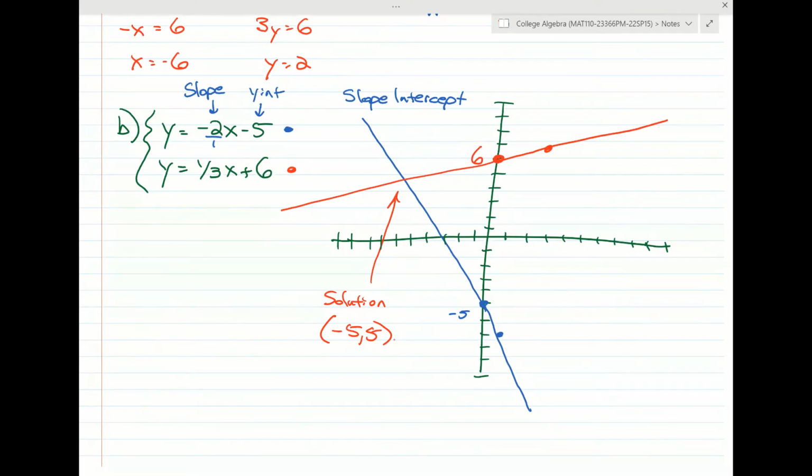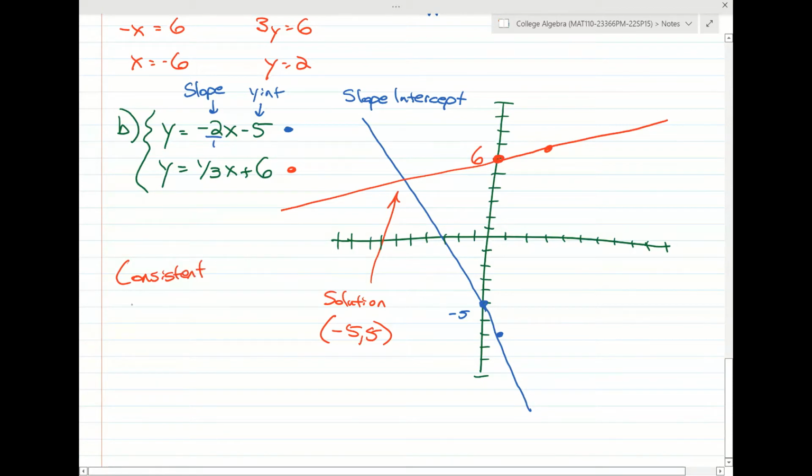All right. This is called a consistent and independent system. This just means that there's one solution. Same thing with the last problem we did. It's important that you know that vocabulary.